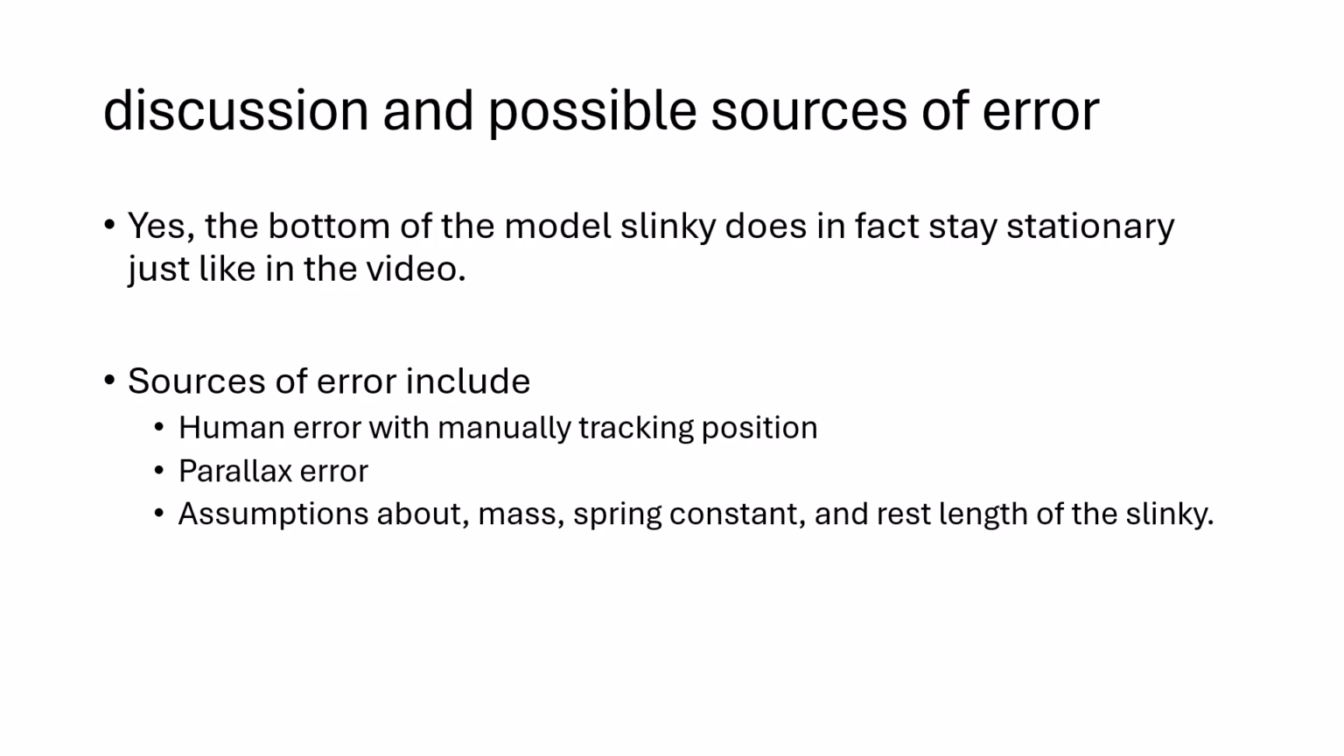However, some sources of error include human error, with manually tracking the position of the bottom of the slinky. There may have also been some parallax error involved with the way the camera was set up. There were also assumptions made about the mass, spring constant, and the rest length of the slinky, which were used in the computational model, which could have led to some inaccuracies.